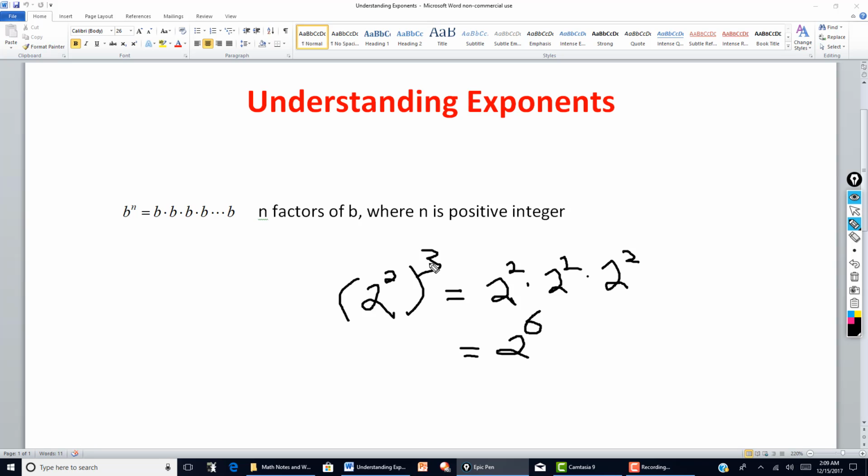But that's the same thing as 3 times 2. So this is telling me that if you have a power taken to a power, bring down the base and multiply the exponents. That would suggest that if I have b to the m taken to some other power, say n, all you have to do is bring down the base and multiply the exponents: m times n.